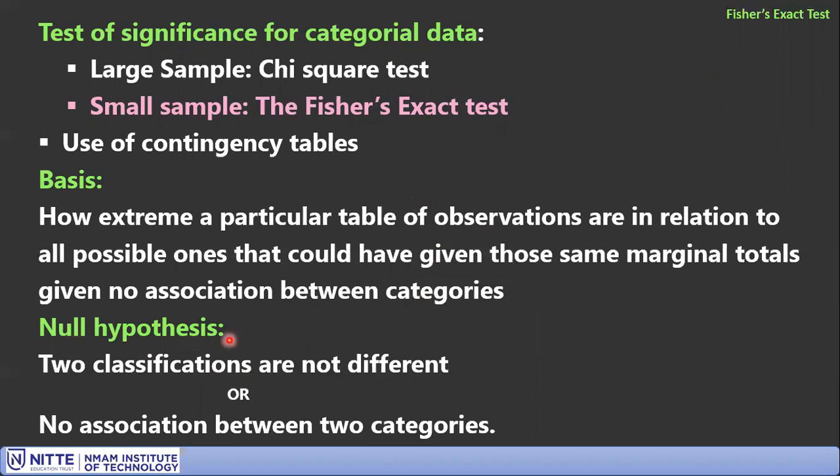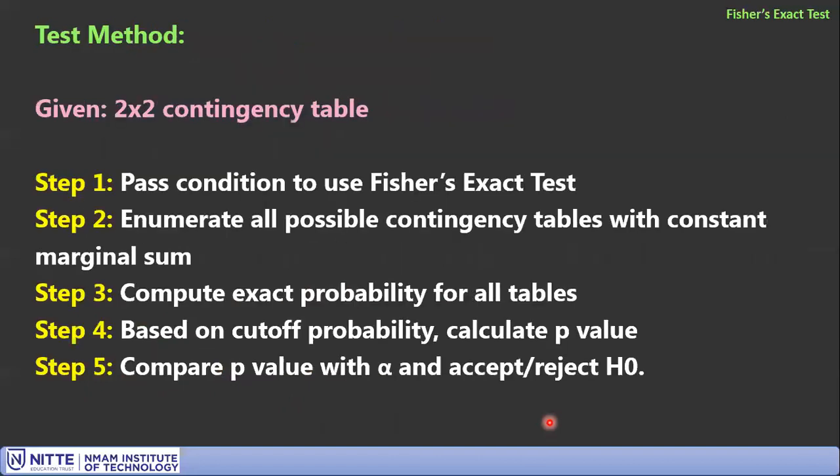So our null hypothesis goes like this. You have two classifications, that is two rows, exposed or unexposed, or you can say response plus, response minus. You are saying that the two classifications, the response and the exposed variable, the two major variables you have, are not different. That means there is no relation or association between the two categories. They are independent of each other. That's what you want to test here.